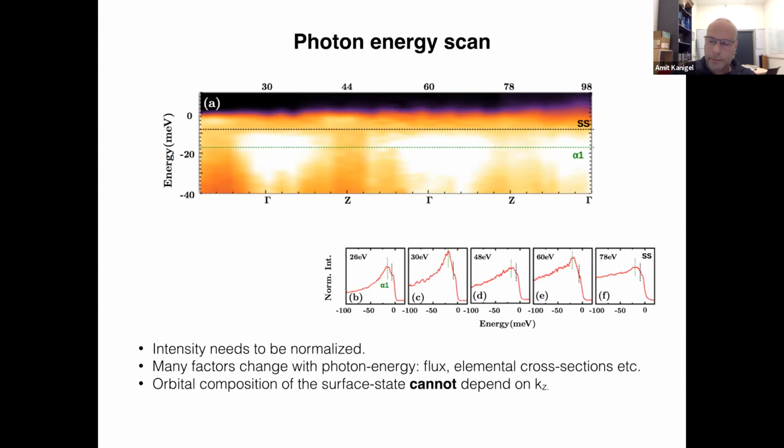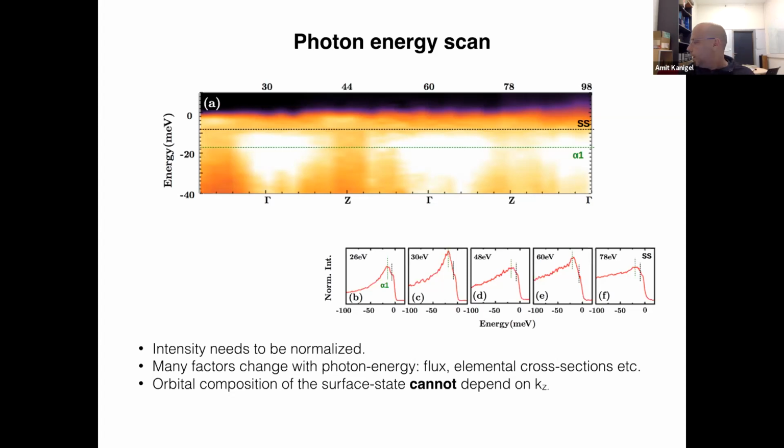And why is that? Because the surface state is two-dimensional, it cannot depend on KZ, which also means the orbital composition cannot depend on KZ. So by normalizing the intensity at the top of alpha-1 by the intensity at the surface state, and we choose to do it at the Dirac point, 8 millivolts below the Fermi level, hopefully we get rid of many of the factors that strongly depend on the photon energy.